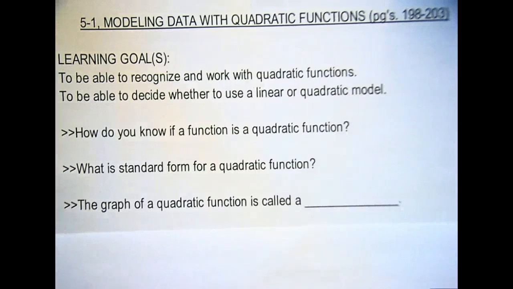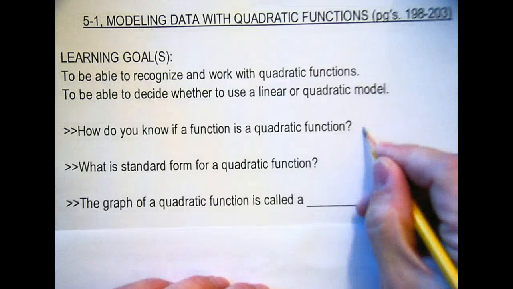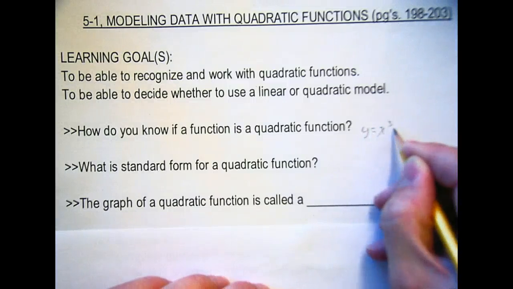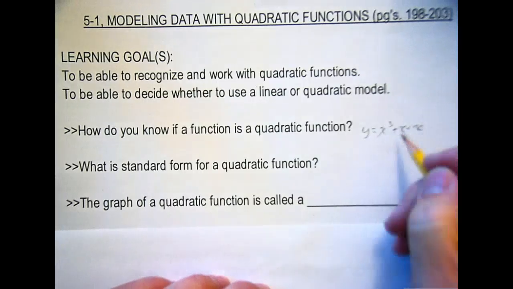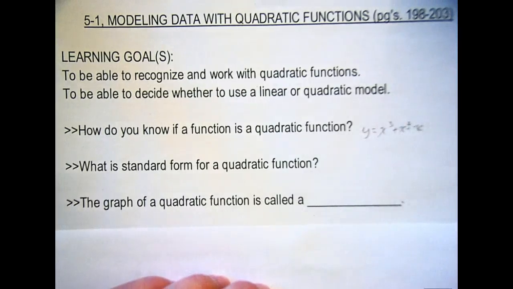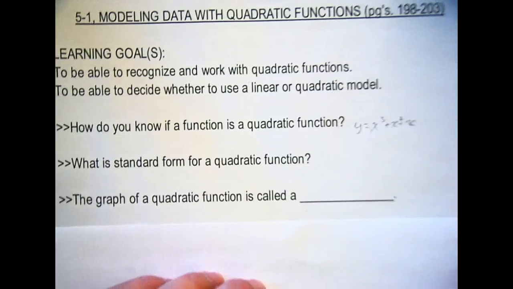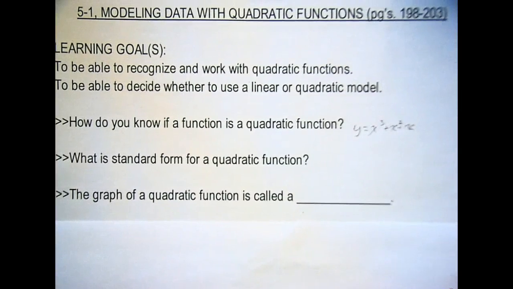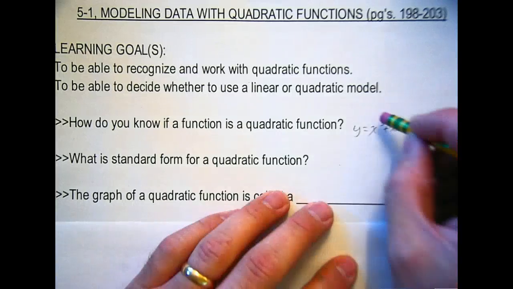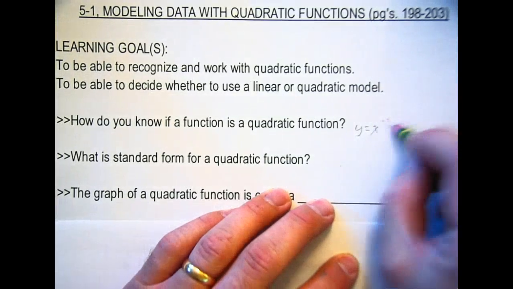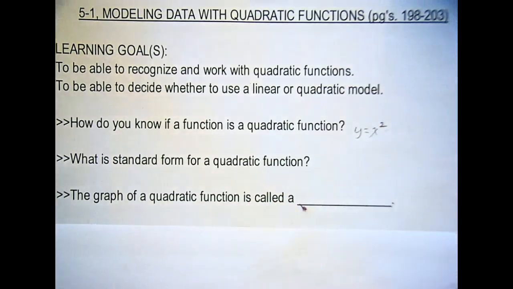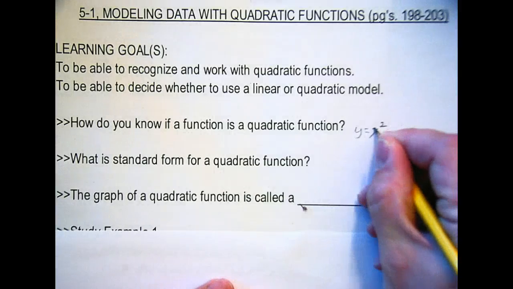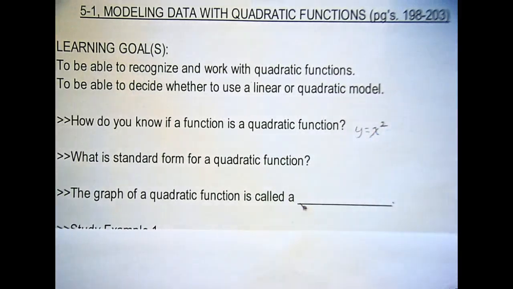Now, x squared has to be your highest degree, right? So, like if I had y equals x cubed plus x squared plus x, that's not a quadratic, okay? Even though it has that x squared, the greatest degree has to be x squared, the highest power, which we call a degree. Get used to that term. Your highest degree is 2.